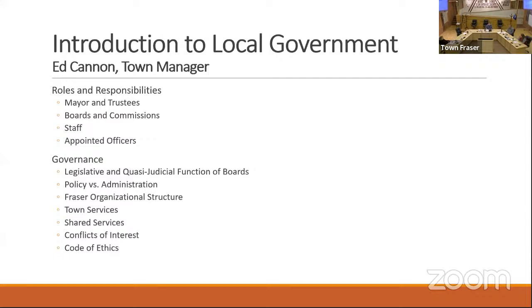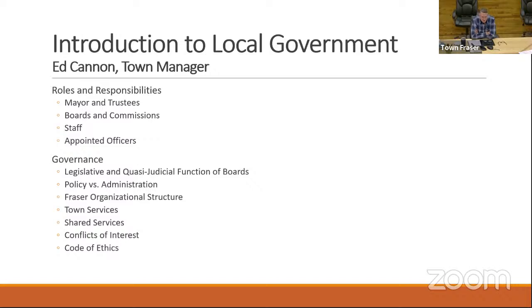So the introduction to local government, this is kind of an overview of what I'm going to be talking about. We're going to talk about the roles and responsibilities of the mayor and the trustee. We'll talk briefly about the roles of boards and commissions and their makeup. Then we'll talk about staff and those relationships between the trustees and staff. And then we'll also talk about the appointed officers.